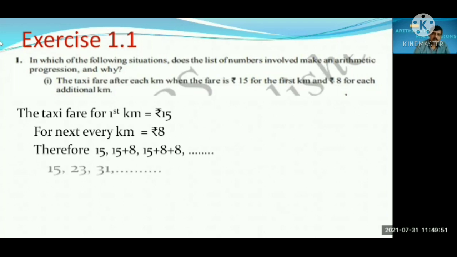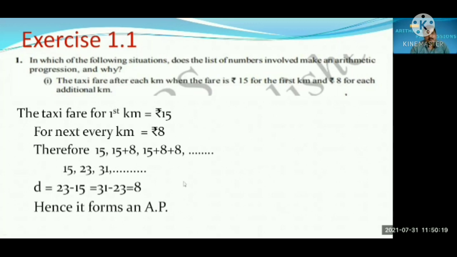So the amount will be, for the first kilometer 15 rupees, for the second kilometer 23, for the third kilometer 31, and for the next kilometer 39. Like this the fare is going on. So here the D will be 23 minus 15, which is equal to 31 minus 23, the same, that is 8 rupees. Since the common difference is the same, it forms an AP.